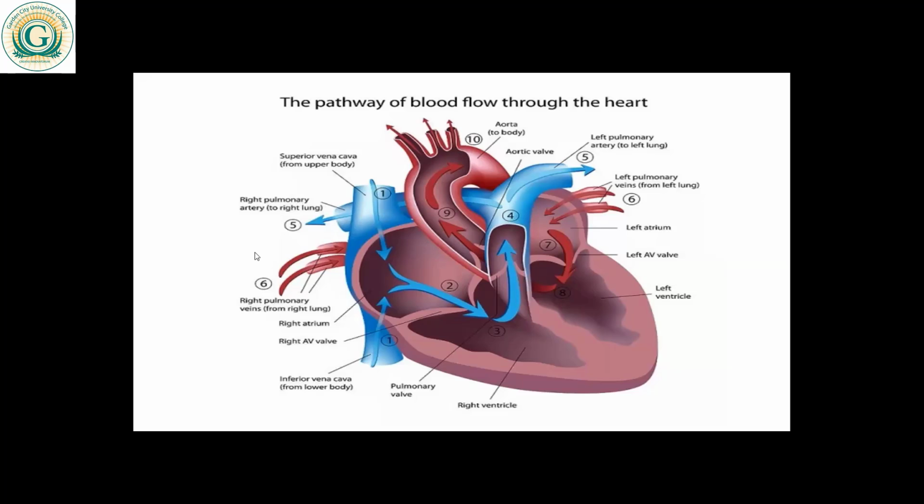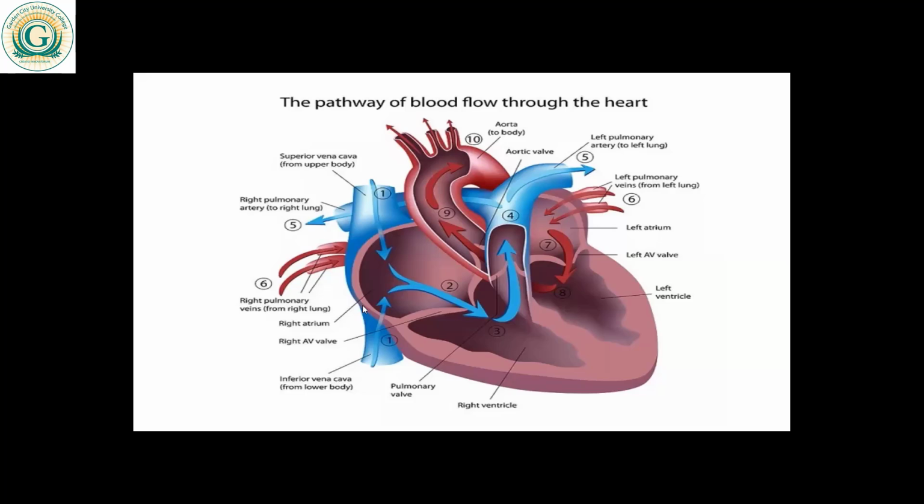Now the oxygenated blood enters back into the heart through the left pulmonary vein into the left atrium. Then it moves from the left atrium to the left ventricle. Then from the left ventricle, it moves through the aorta into the body. Great. Well done. That is it.